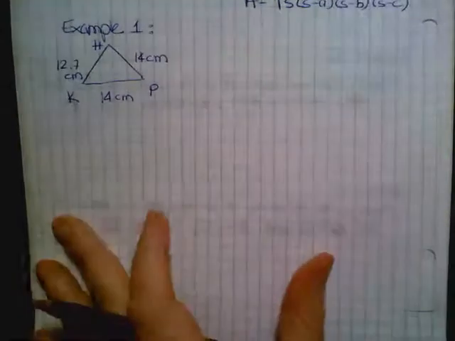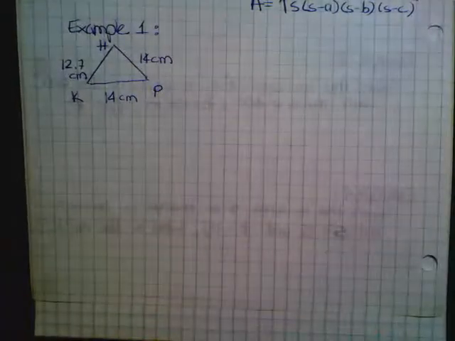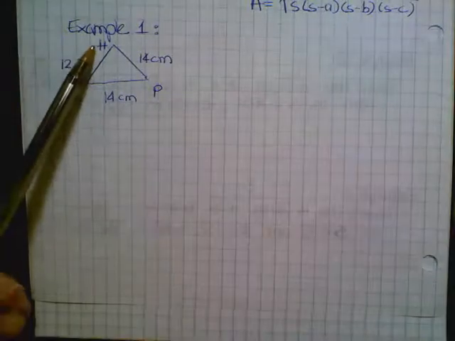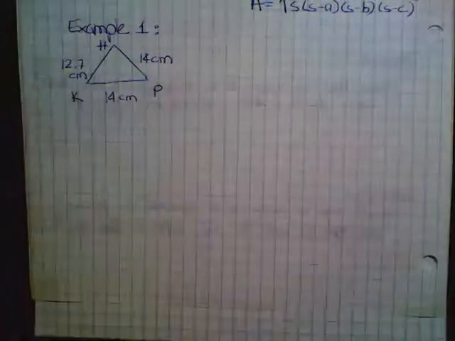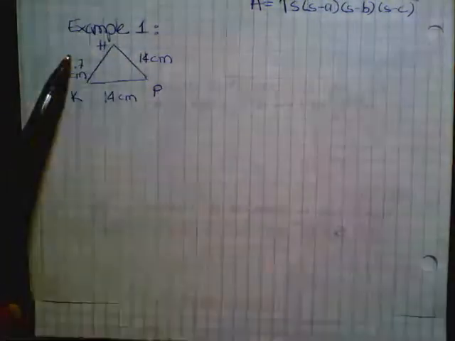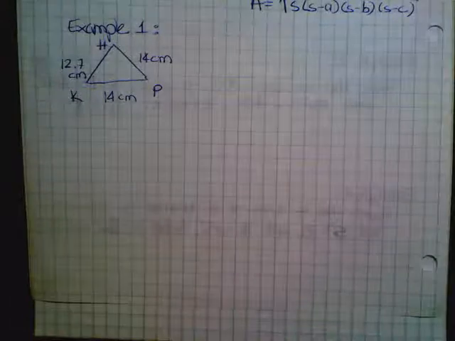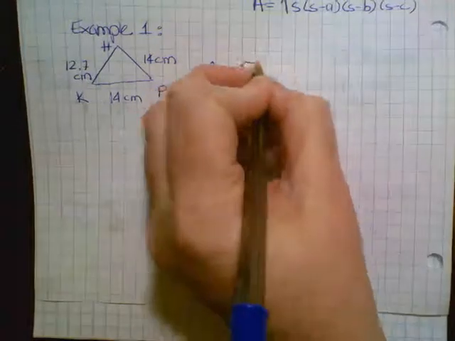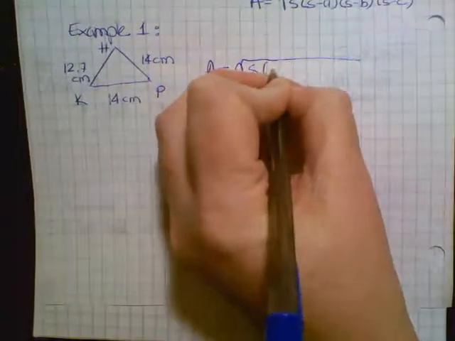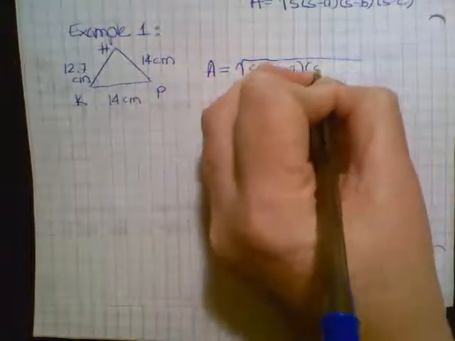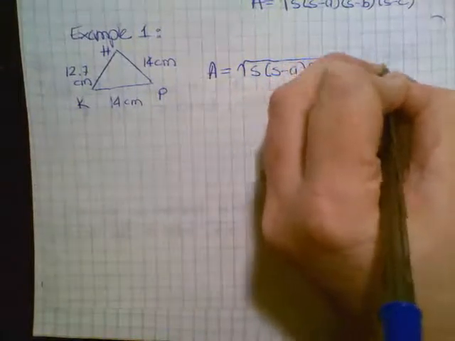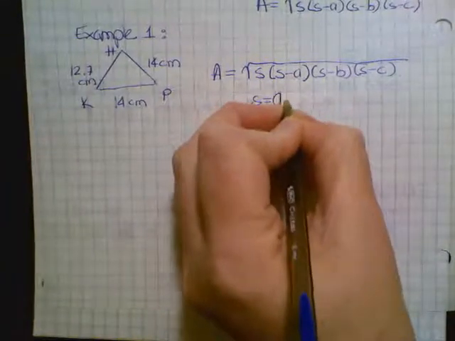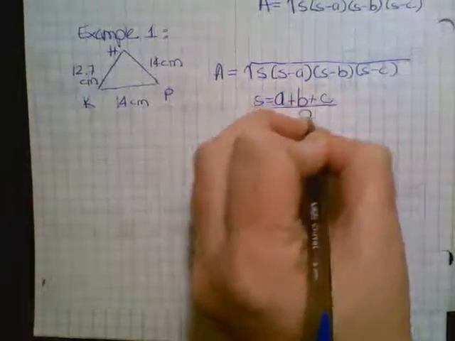So here is example number 1. We have this triangle. You can stop and write it down. It has vertices of H, K, and P, and we've been given the sides of all three of them. The fact that I was given all three sides means the only formula I can use is the square root of S times S minus A, S minus B, S minus C. And remember that S is equal to A plus B plus C divided by 2.